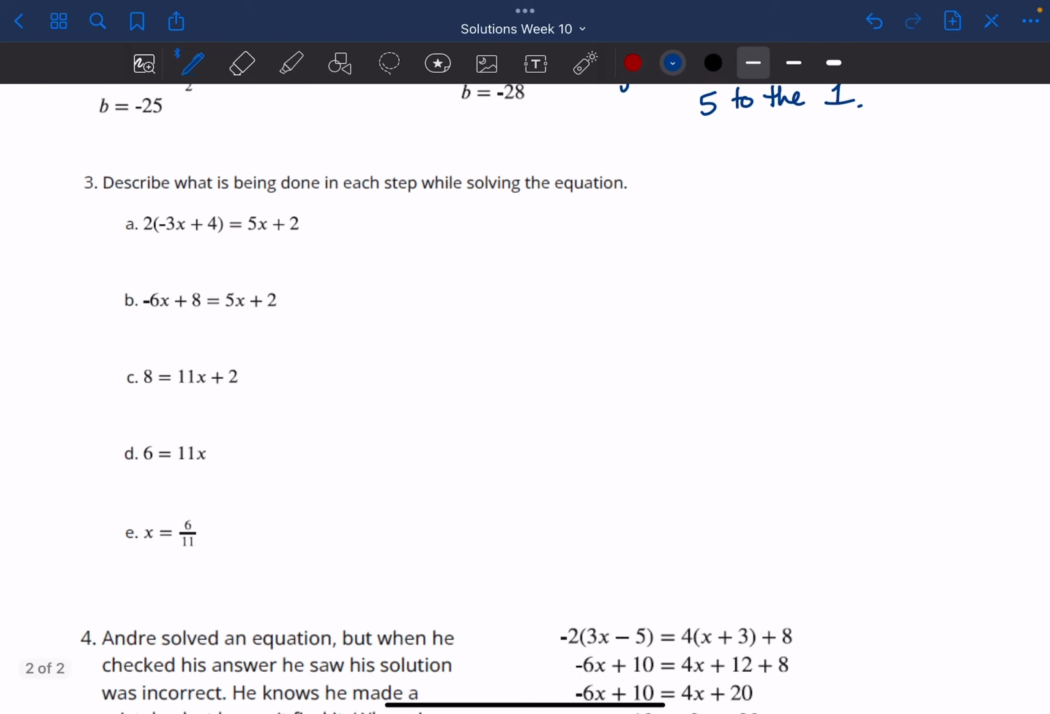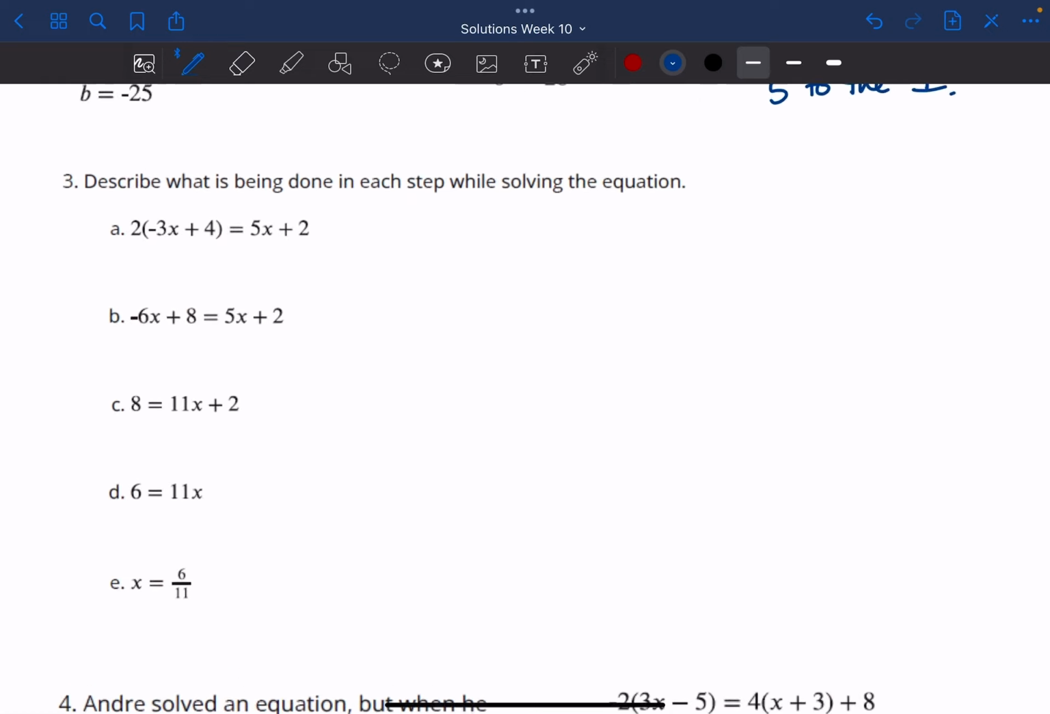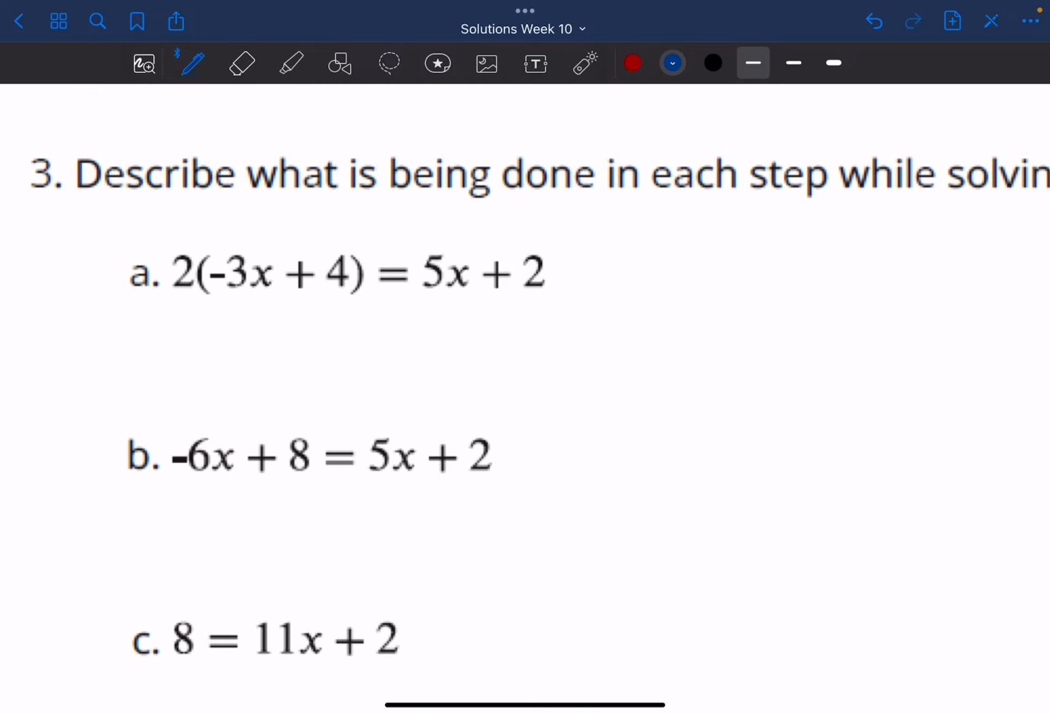That brings us to number 3. We want to describe what's being done in each step while solving the equation. So they're working through and solving this equation here, so we don't have to do that work, but we are going to analyze what they're doing at each step. So just from the first one to the second one, it looks like the right-hand side is staying the same. So that means I'm just going to be doing some reorganizing on the left. We're not actually going to change the value, but we are separating things from groups into just multiplied out expressions here. So that distribution of that too, that is actually what we're doing.